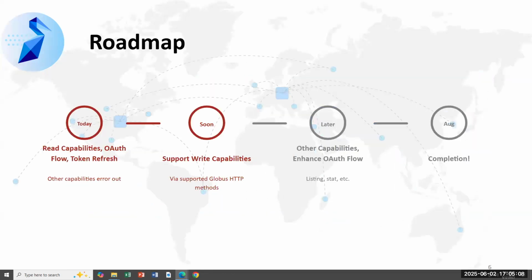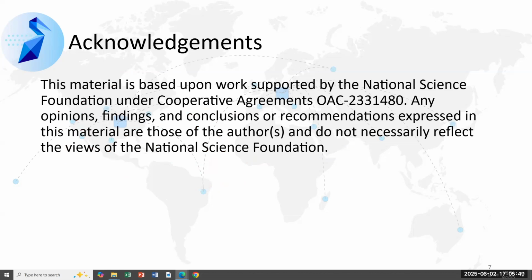In terms of the roadmap, today we support read capabilities and a basic OAuth flow for authorization of the read capabilities. Going forward, we're going to be implementing write capabilities, and then the rest of the Pelican methods, listing and stat, and also enhancing the OAuth flow. By the end of my fellowship, which is in August, we'll have a fully implemented integration. Yeah, that's my talk. Thank you.